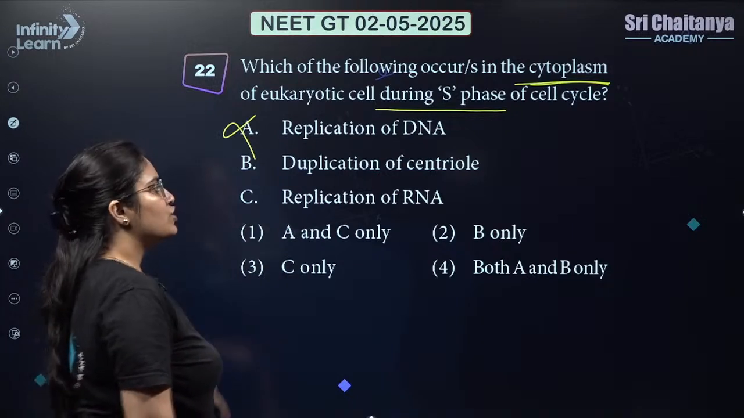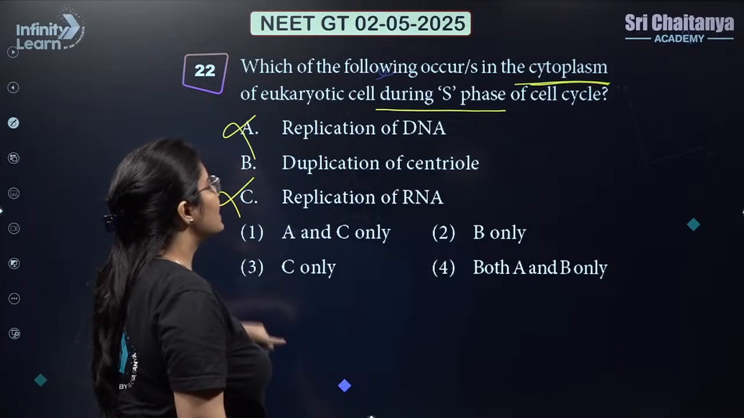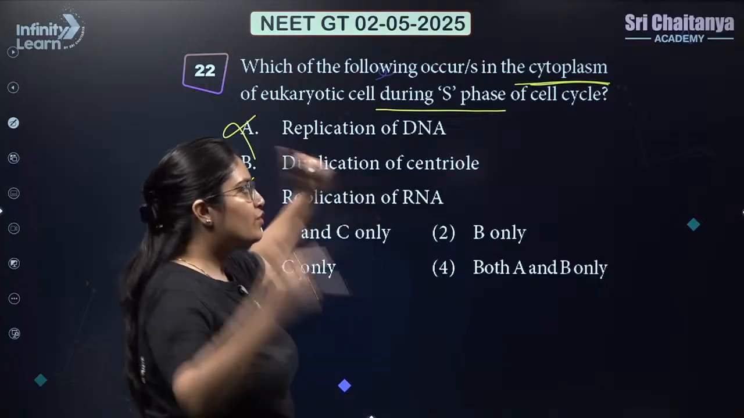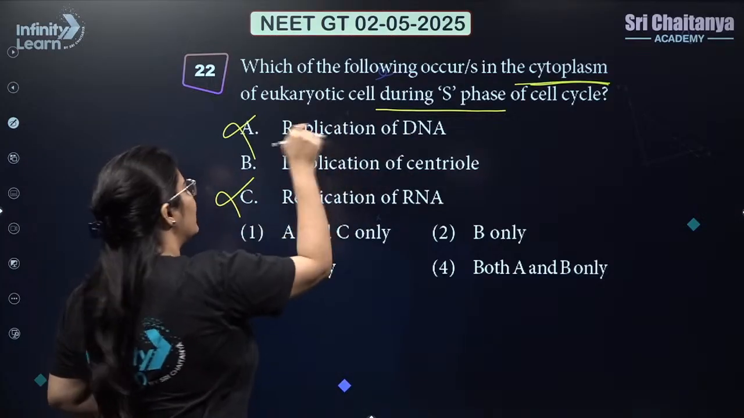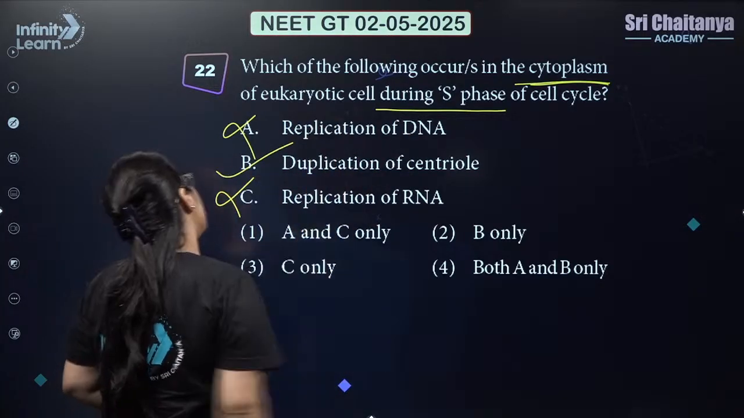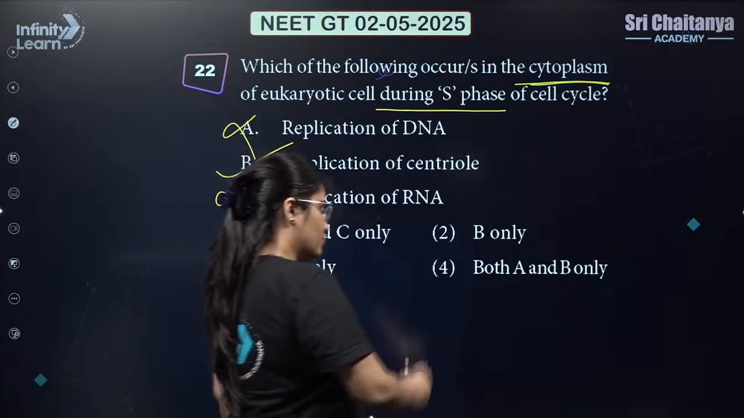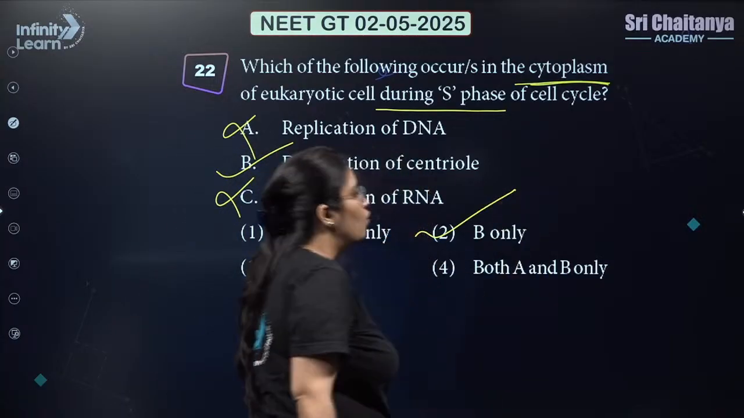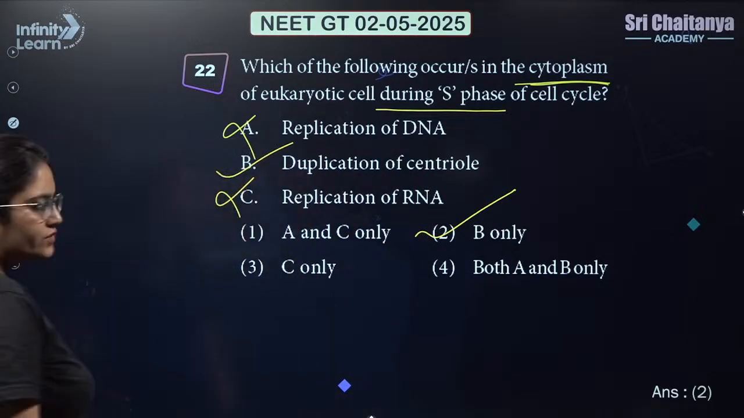Then replication of RNA, no. But the B statement says duplication of the centriole, yes, in the cytoplasm during S phase. So B only is your right answer. So answer is 2, B only. Clear, guys, everyone?